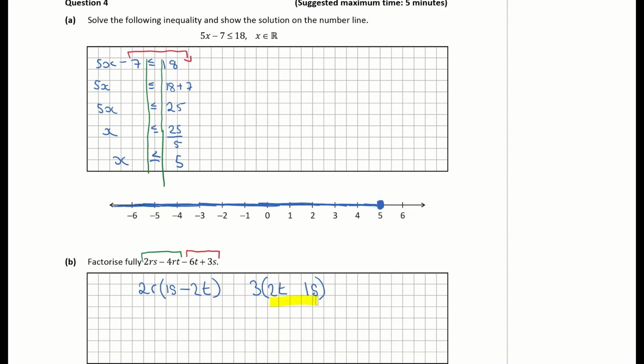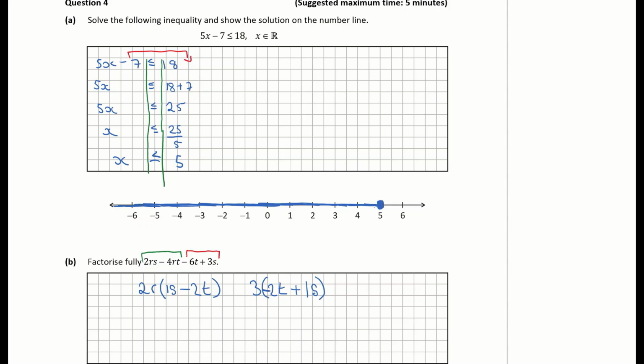You need to get this bracket to look exactly like this bracket here. So I have the 1S and I have the 2T, but I don't have the signs. The sign that has to go in front of this 1S here must be a positive, because it's a positive in the other bracket. So I'm going to put a plus here. The sign then that's in front of the T is a plus here, but I have a negative in the original bracket, so I need to put a negative in this second bracket.